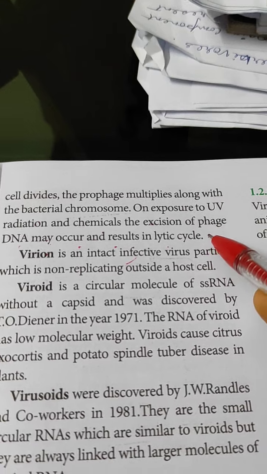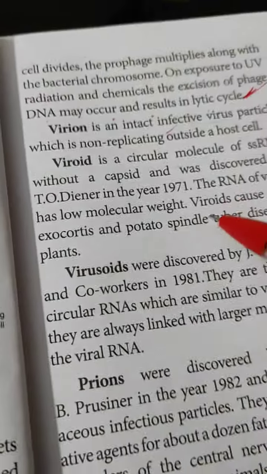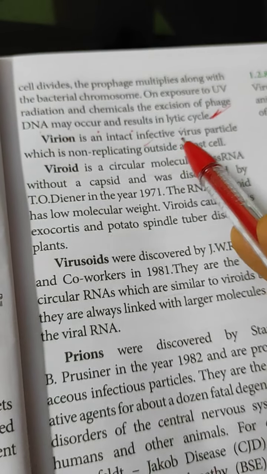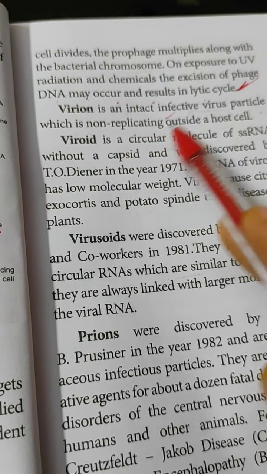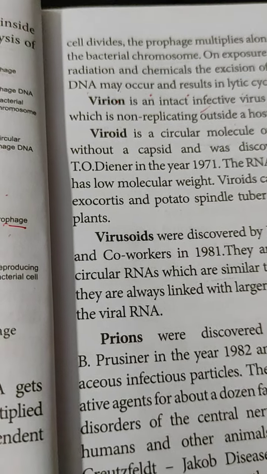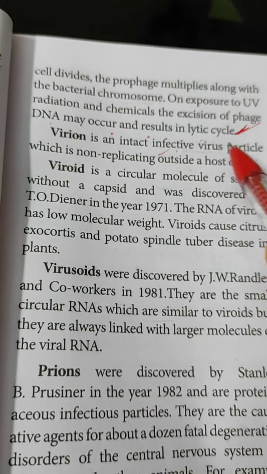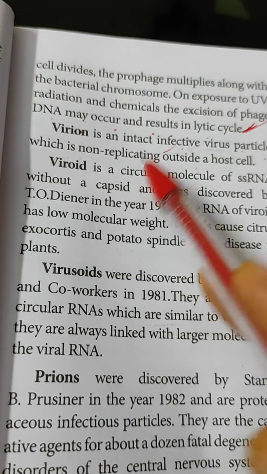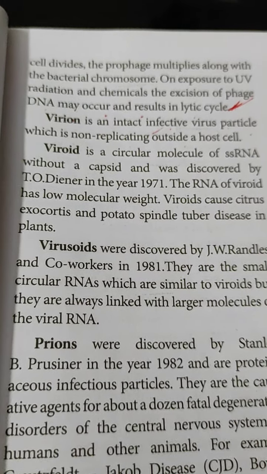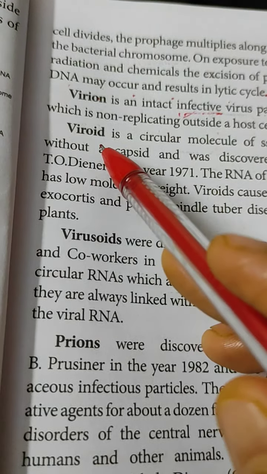This is the lytic cycle till here. Now there are a few terms. What did I tell you, virion means what? The infective particle that will cause death. A virion is an intact infective virus particle which is non-replicating outside the host cell, but inside the host cell it will cause the death of the organism or severe damage. That is called a virion, an infective virus particle that cannot replicate outside the host cell, but inside the host cell it causes damage, having the capacity to infect.